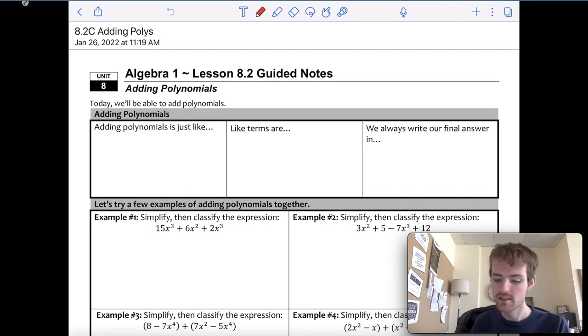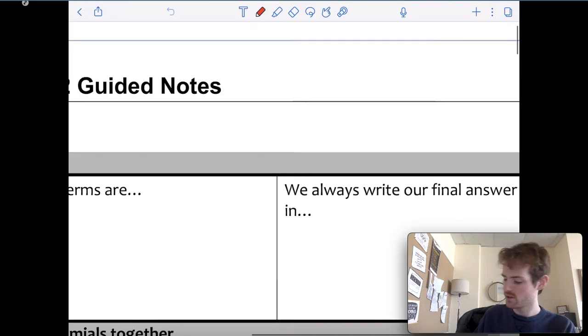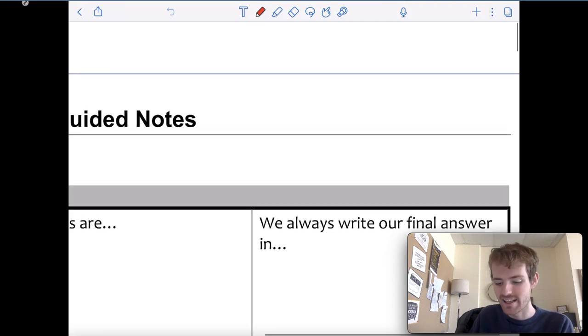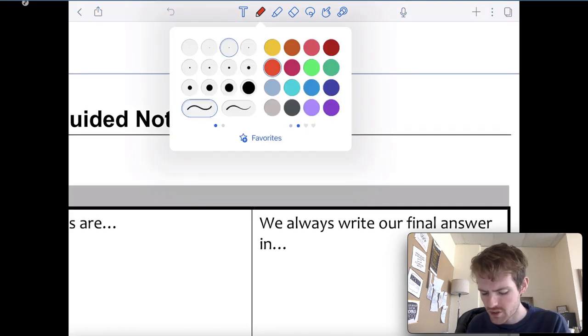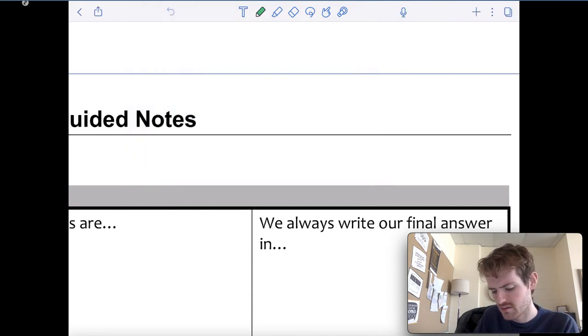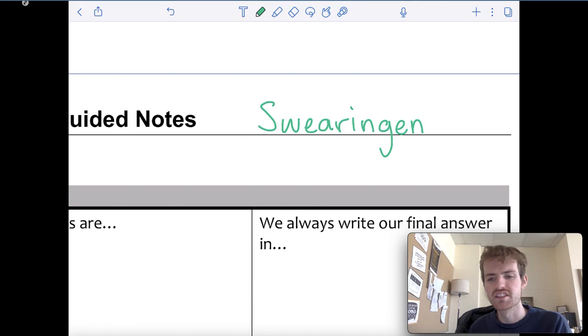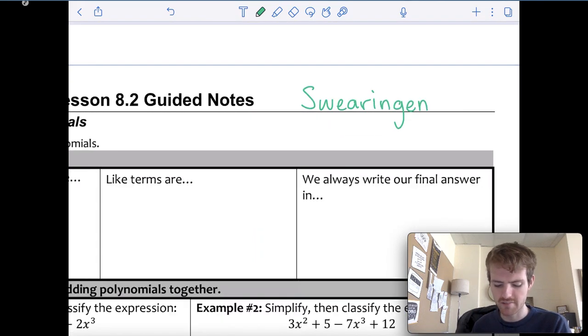Back again for some more notes. Haha, 8.2. What should I use as my main color today? This green is kind of calling out to me. It's like a seaweed green, maybe? I think it looks nice. Yeah, it speaks to me today.